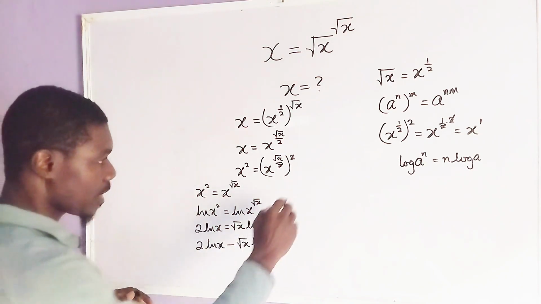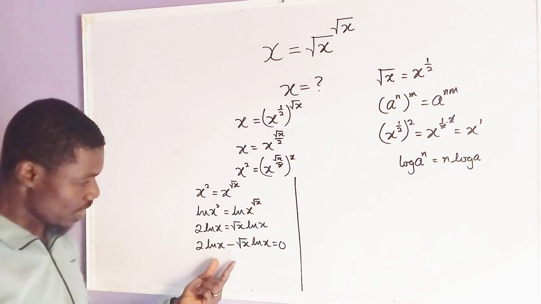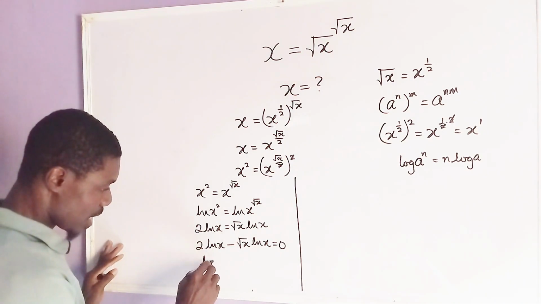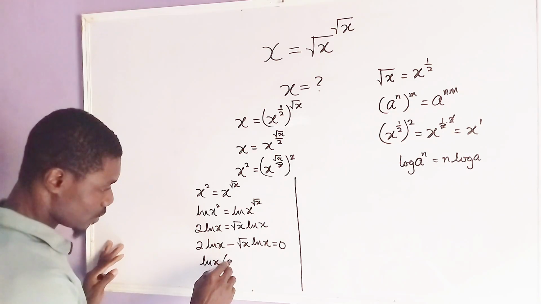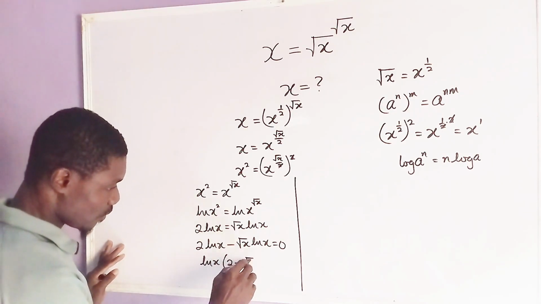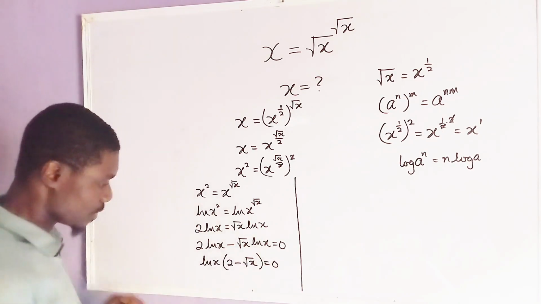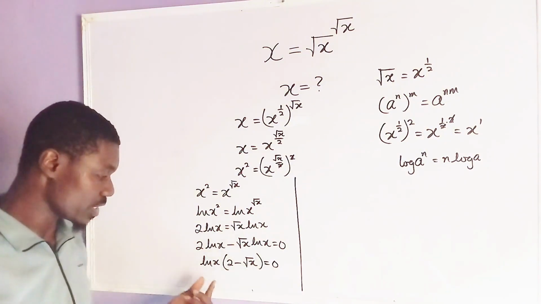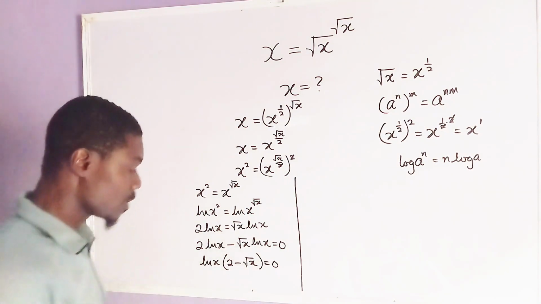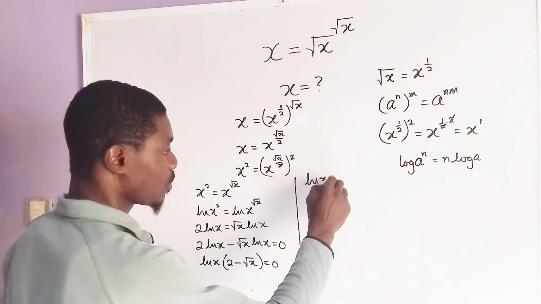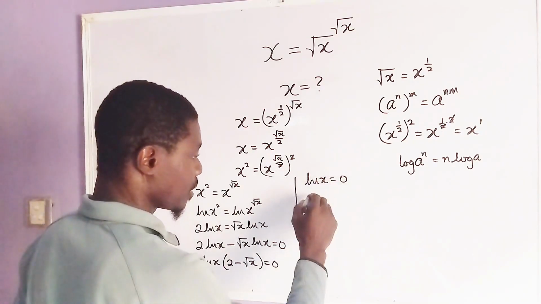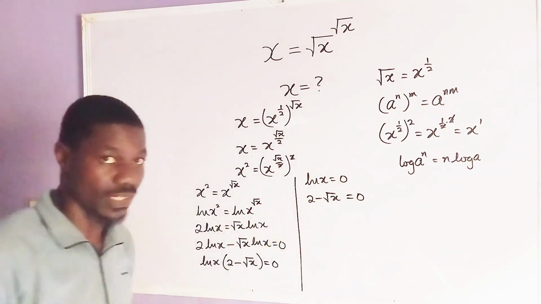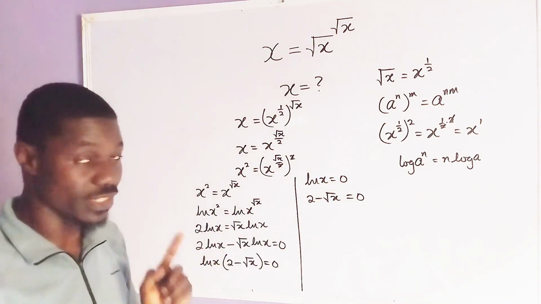Now we can factor out ln x here. So factoring out ln x, we have ln x into 2 minus the square root of x, all equals 0. Now since you have two terms whose product is 0, it means that each term will be equal to 0. So here we have ln x equals 0, and 2 minus the square root of x equals 0. Now let us resolve this to find the value of x.